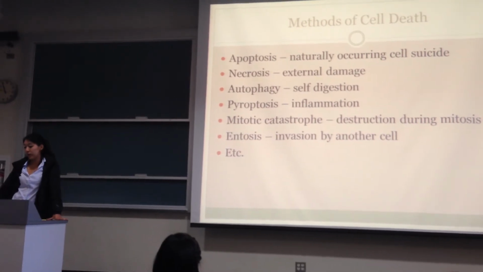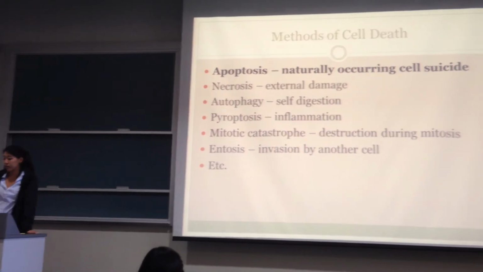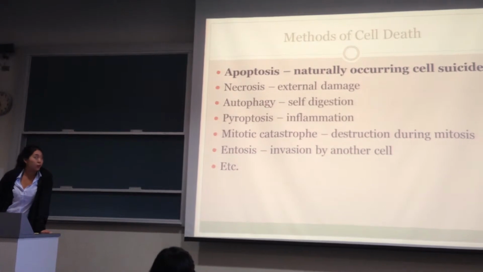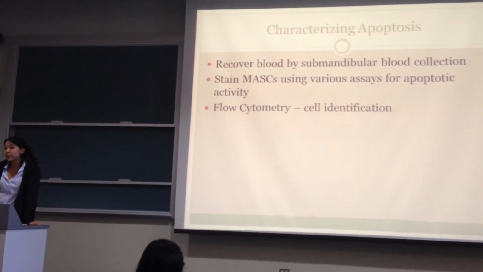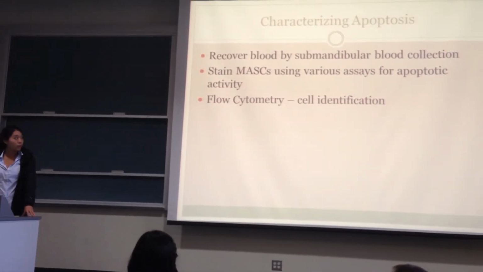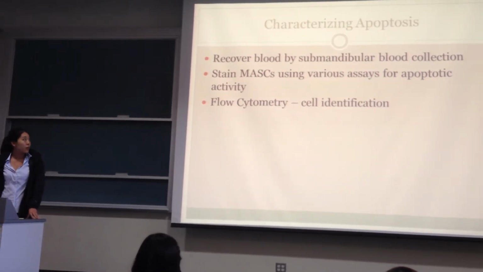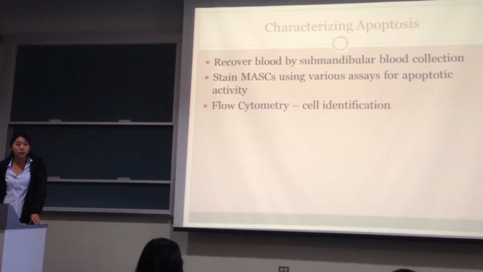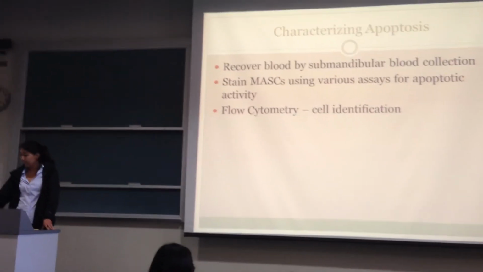Our lab chose to focus on apoptosis because it is one of the most common methods of cell death, and we do not have evidence to suggest that the other methods are occurring at this time. So to characterize apoptosis, I have to follow a couple steps, and I will break them down as I go. First is to recover the blood from the infected and naive mice, then to stain these subsets of cells using various assays for apoptosis, and then to use flow cytometry to identify the types of cells that we've acquired.